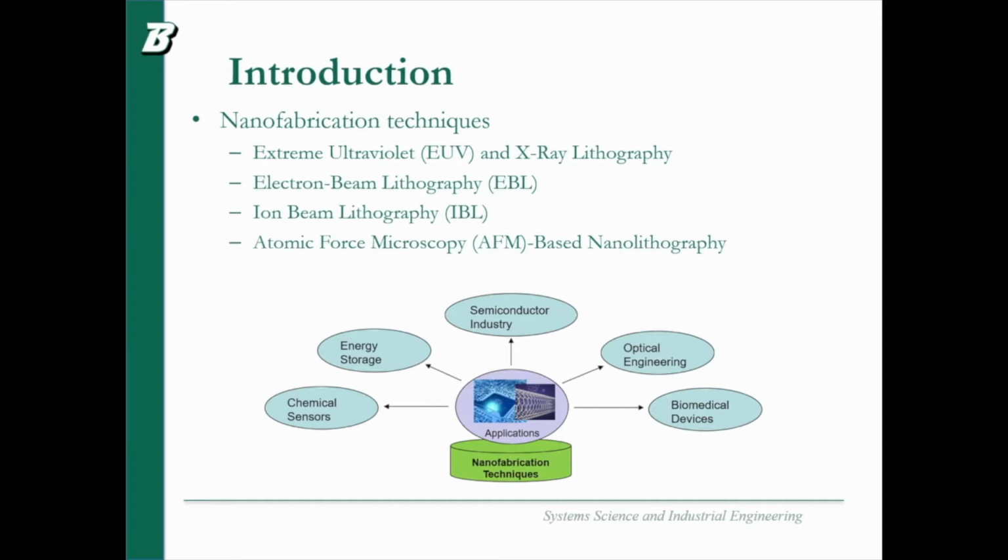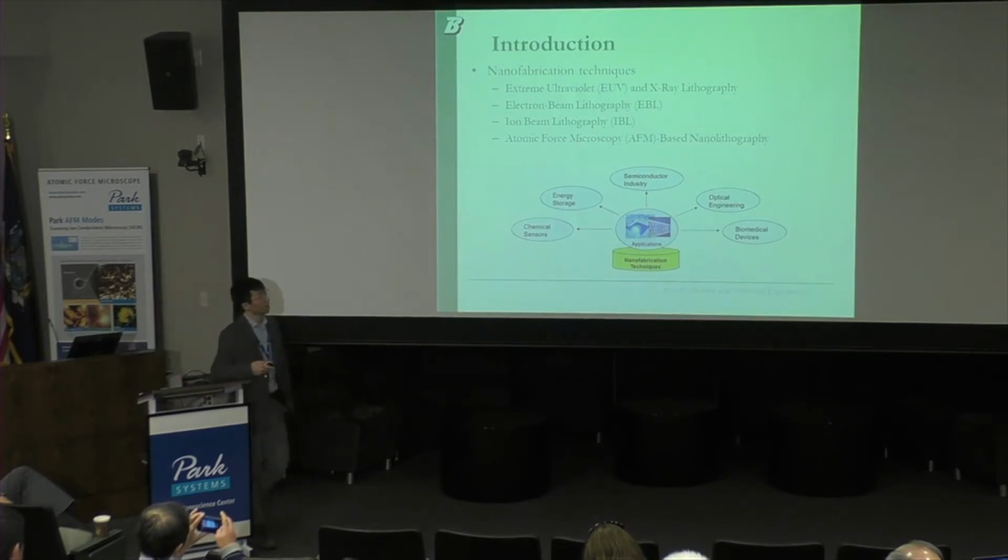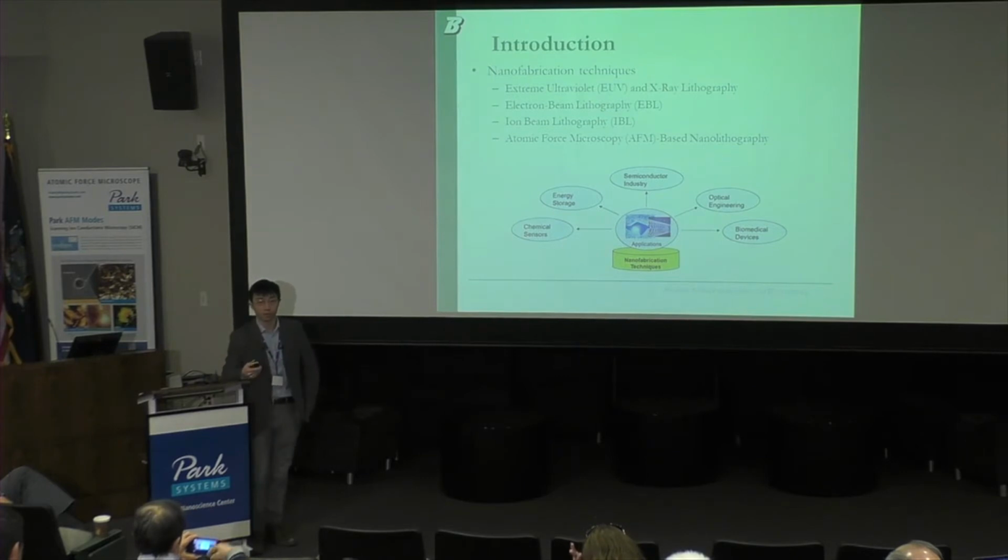So there is a role for AFM-based nanolithography because it's easy to set up, very popular, and has been studied for a long time. It is maskless and low-cost. And because of Park Systems, the AFM has been advanced a lot.